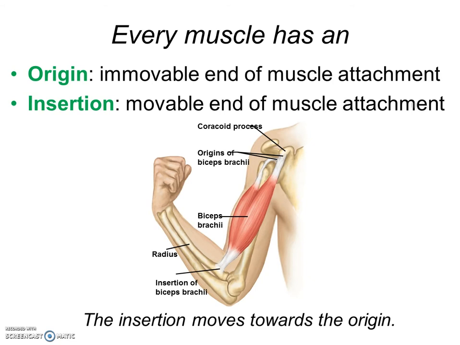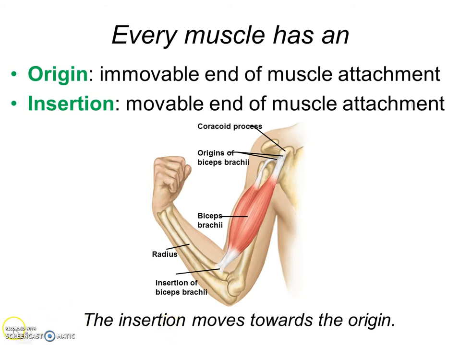Importantly, you'll notice that the insertion always moves toward the origin. In this case, as you flex your biceps, the radius bone moves towards the scapula. So this is important to remember, this origin and insertion, because as you go through your list, you'll notice that most of the muscles do have an origin point and insertion point.